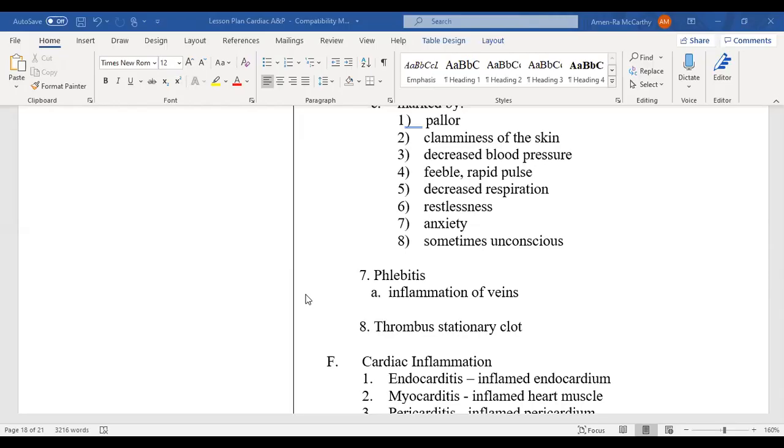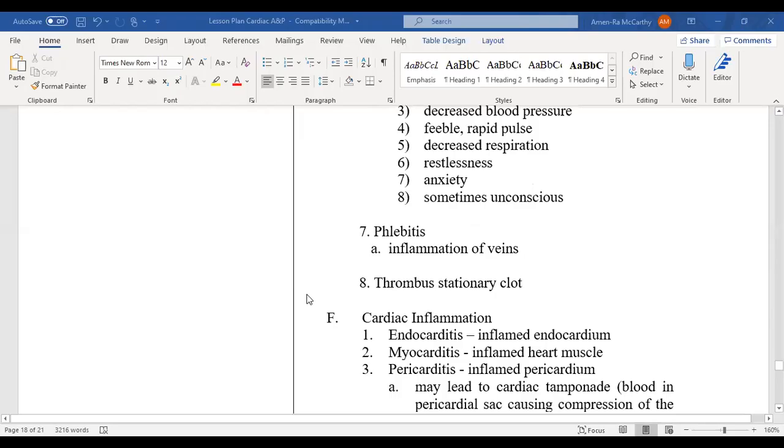Okay? Now, number 7, again, phlebitis. Phlebitis is inflammation. Remember, itis is inflammation. Inflammation of the veins. What about a thrombus? A thrombus is a stationary clot. There's a clot there and it's not moving. A blood clot that's not moving is a thrombus.